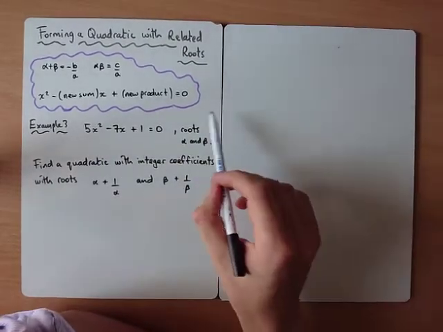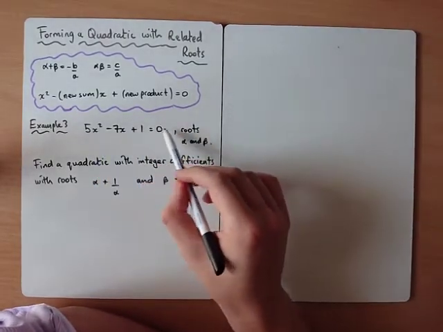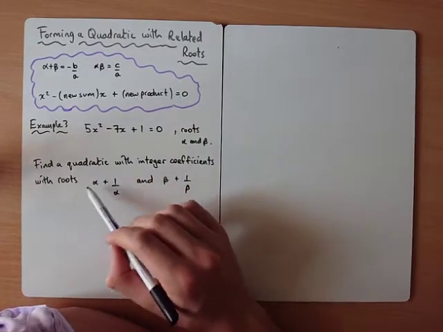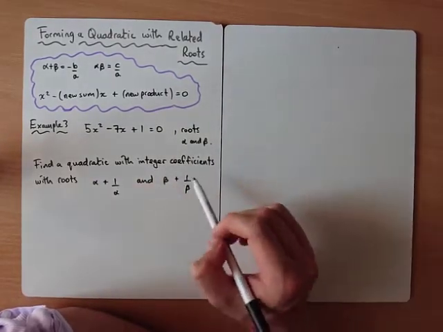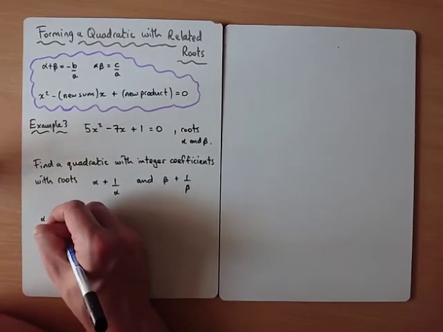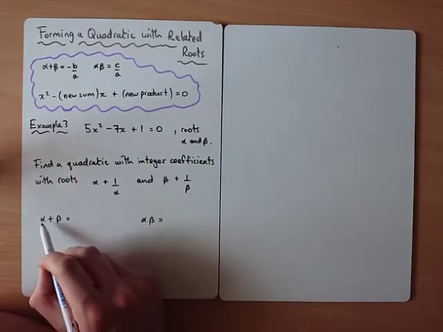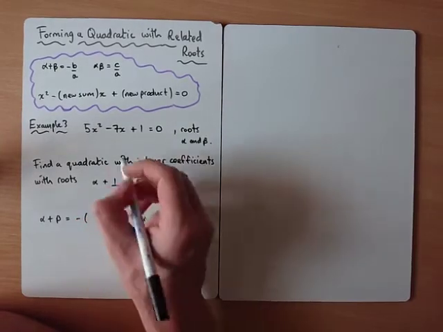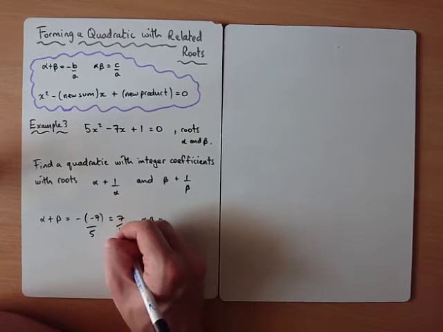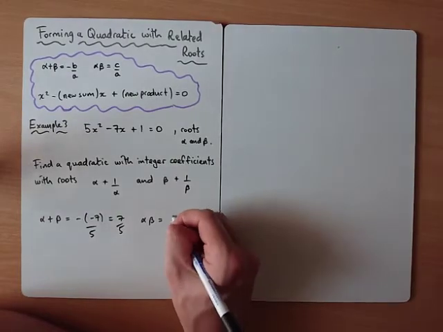Okay, so example 3. I've cut the middle bits out. It was structured the same as the other ones, but basically you've got a quadratic, and we're aiming to get a quadratic with these new roots. So the root would be alpha plus 1 over alpha, and the other root would be beta plus 1 over beta. So we start by figuring out what our sum is and our product is for the original quadratic. So the original sum would be minus b over a, which is minus 7 over a. So we've got 7/5. The product would be c over a, which would be 1 over 5.